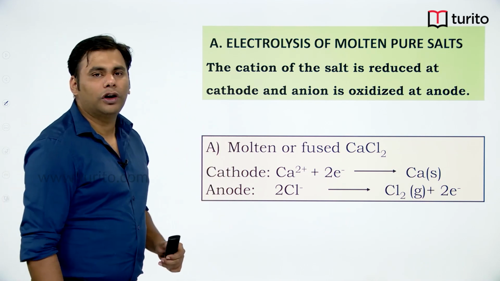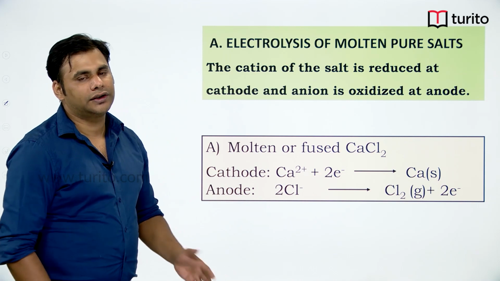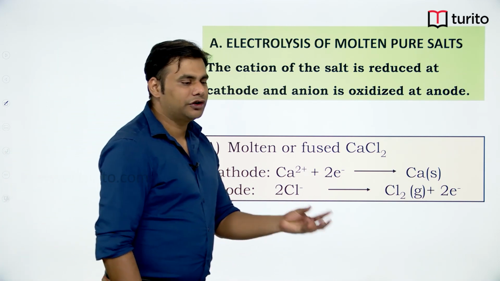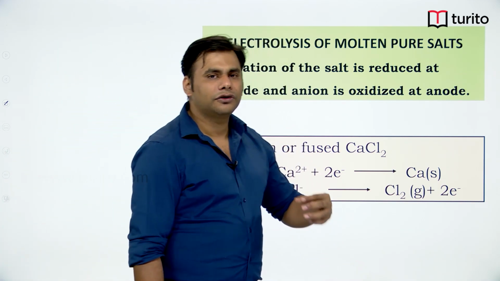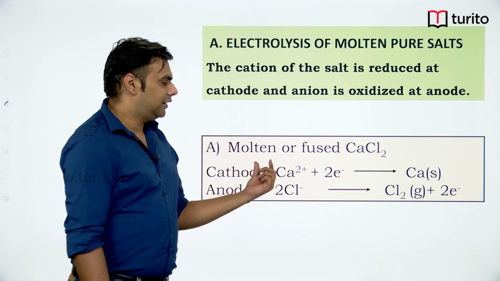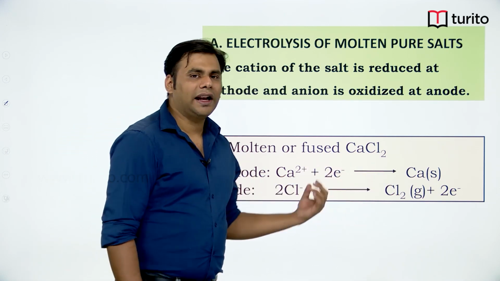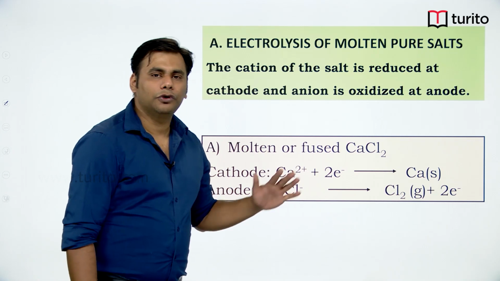So in the electrolysis of molten pure salt, we say that the cation will get reduced and the anion will get oxidized. There are no competing reactions because there is only one fused salt. Okay. So the cation would get deposited at the cathodic electrode as a solid, and at the anode generally gas evolution takes place.